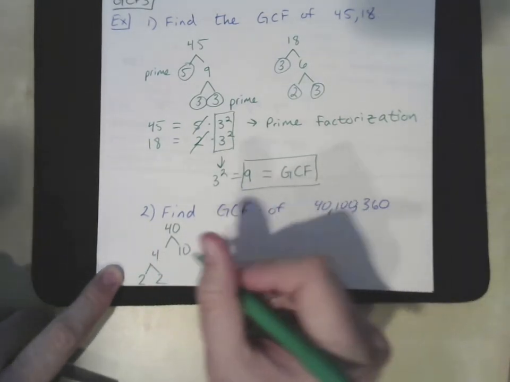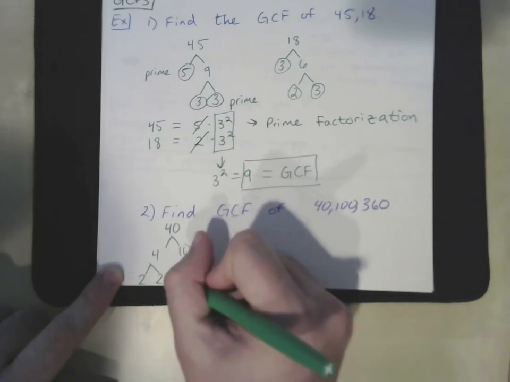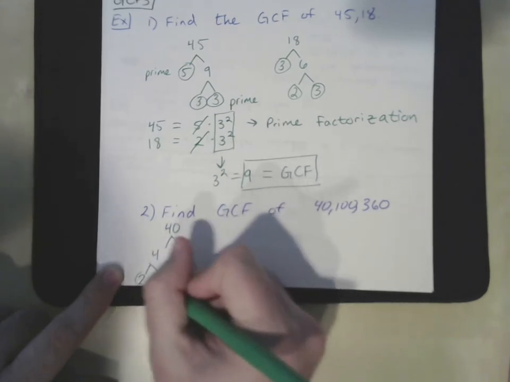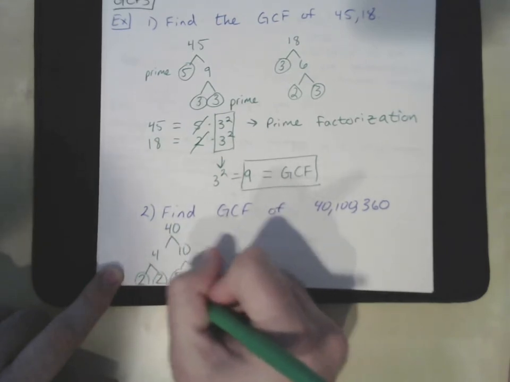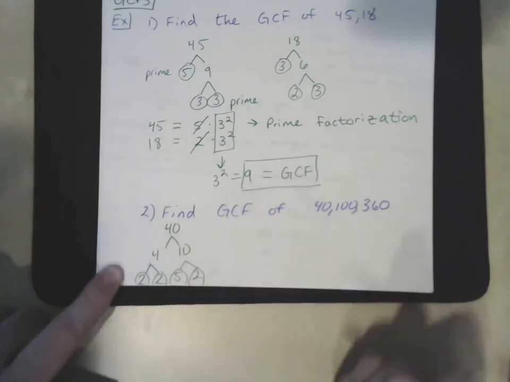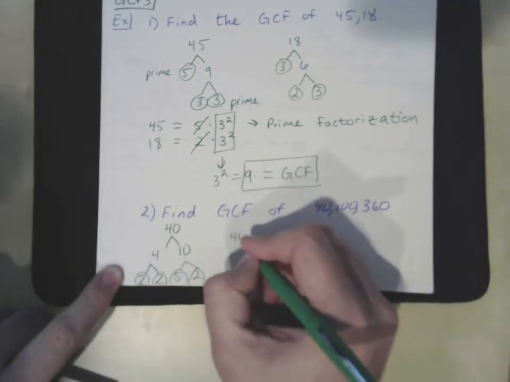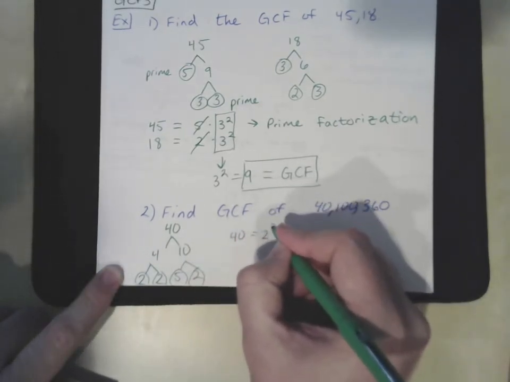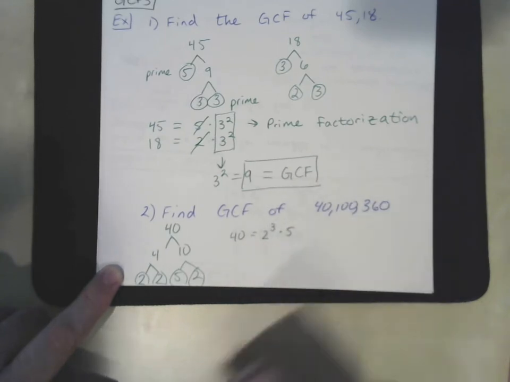4 splits into 2 and 2, thank you. And 10 splits into 5 and 2. And all of these are prime. And so 40 is going to be 2 cubed times 5.